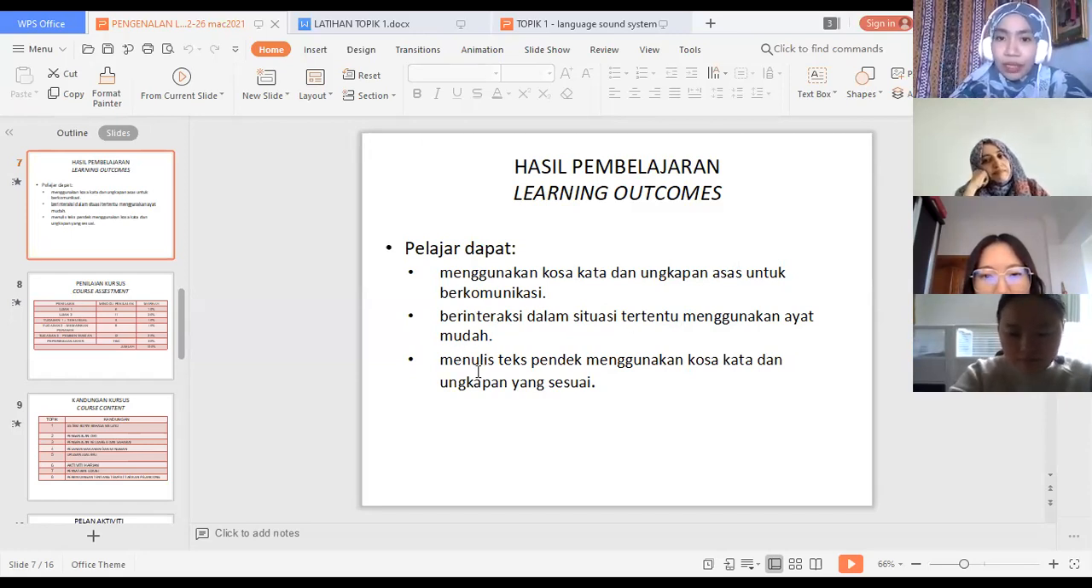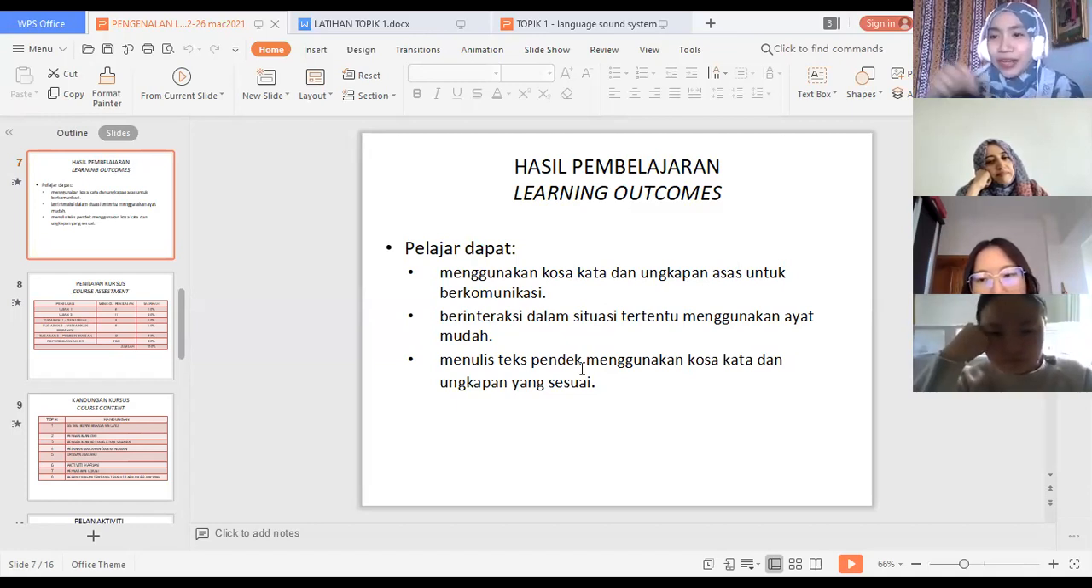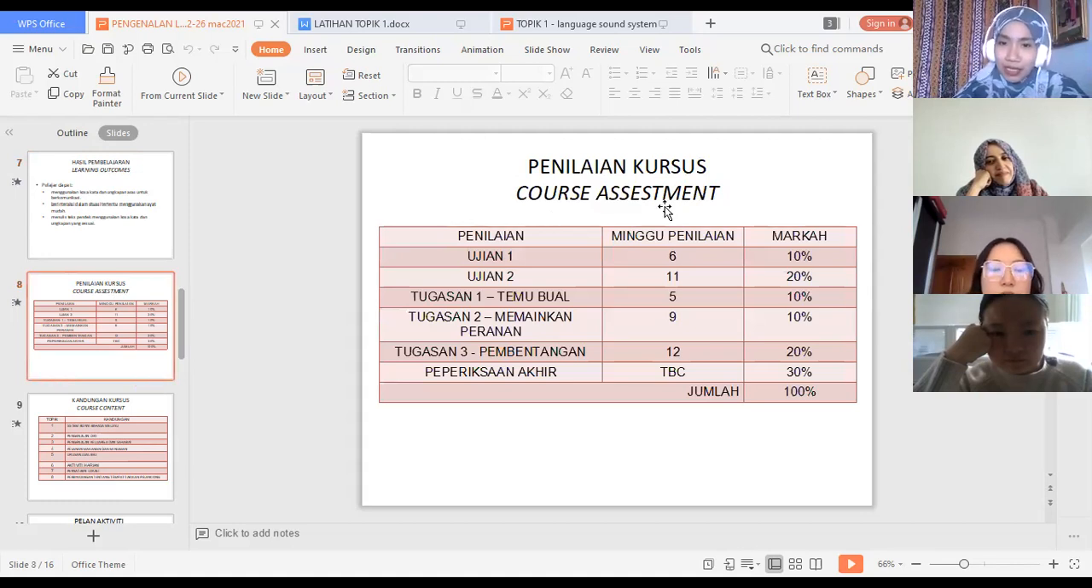The third one, menulis teks pendek. That means after you finish LPM2100, everyone can write down a simple essay for me. Just a simple essay, 150 words. Easy? Okay? It's very easy. Don't worry, because I give you a template. You just copy the template. Just change your name, your age, your country. Just simple. Alright?